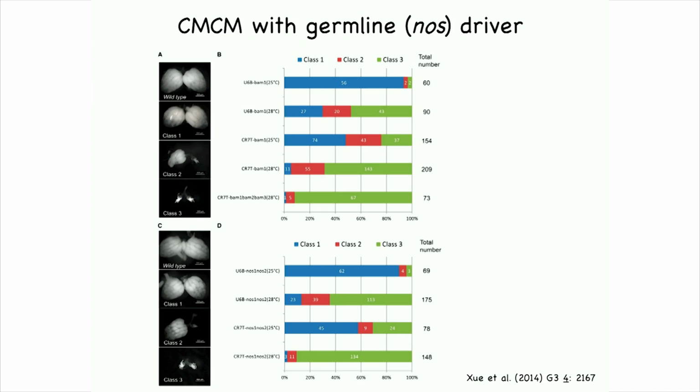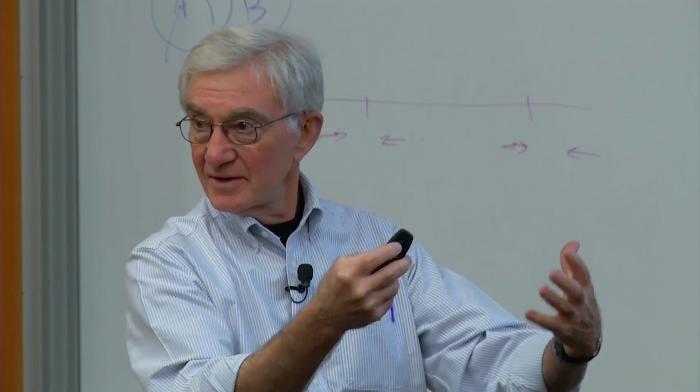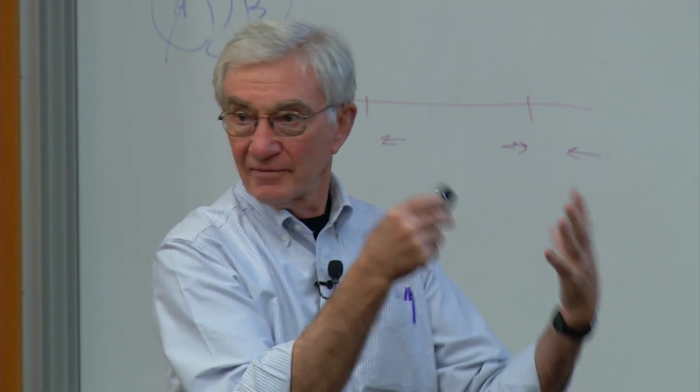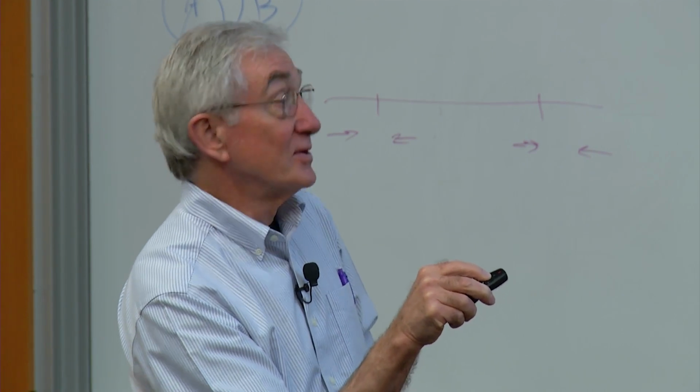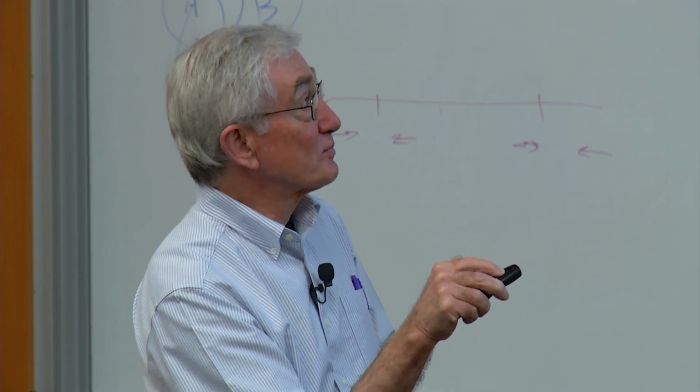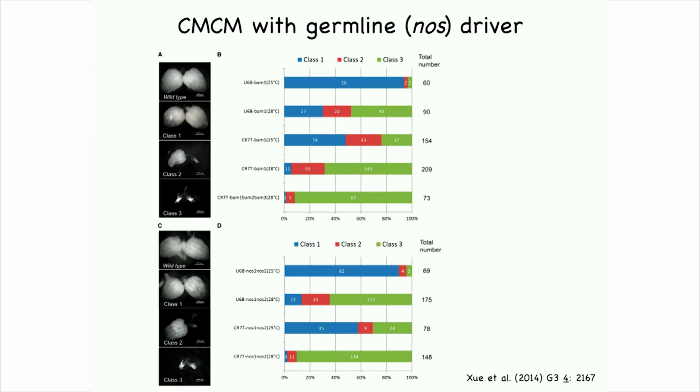To drive the mutagenesis of genes important for germline development, drive the expression of Cas9 with a germline specific promoter, again, so you can isolate the effect on the germline from effects in other tissues.